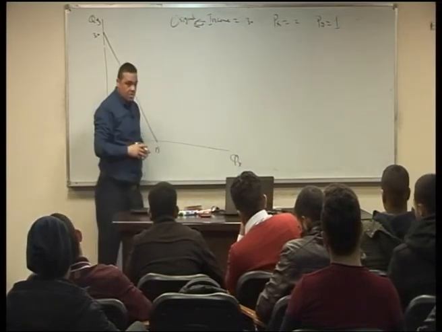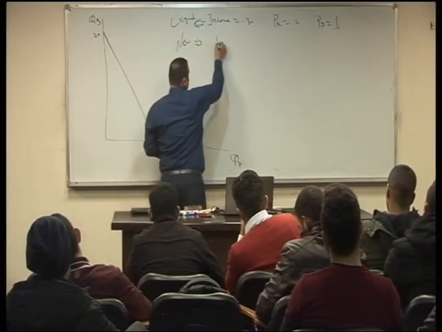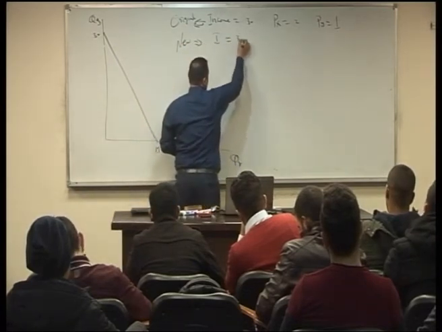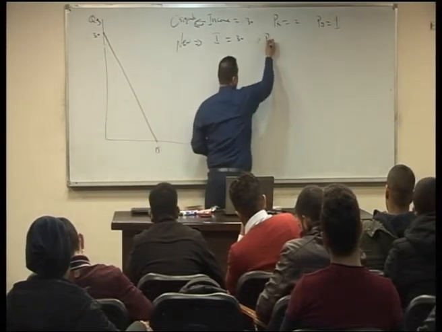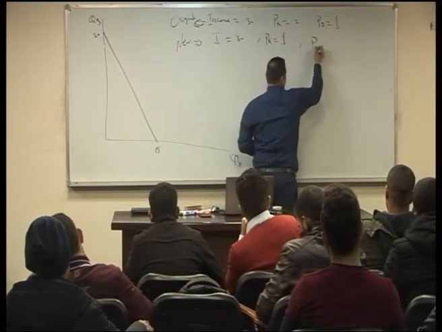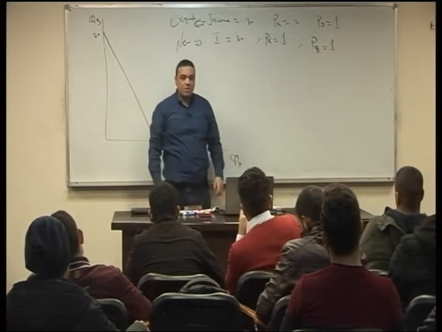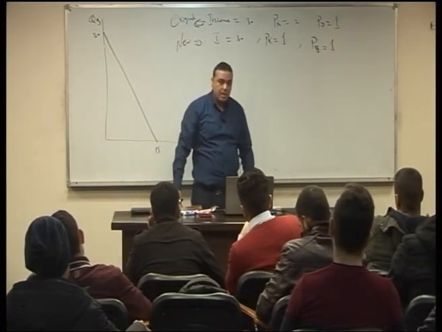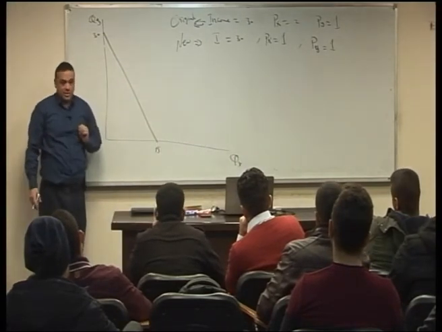And the new situation: the consumer income remains constant at 30, the price of X has declined to 1, and the price of Y remains constant at 1. What will happen to the budget line? Let us check what will happen to the budget line here.